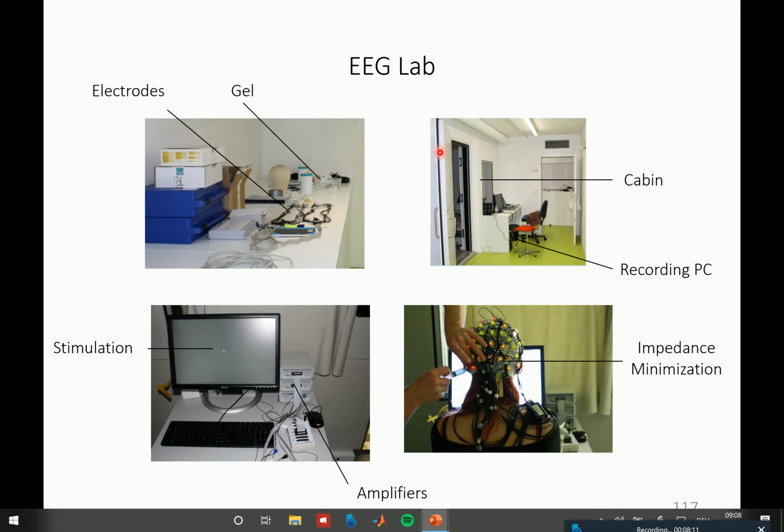So that's the EEG cabin, and what you see here outside are the recording and stimulation computer. What you see inside here is the stimulation screen, which is driven by the stimulation computer, and here you see a participant sitting in front of the computer screen, and you see me applying some gel and trying to minimize the impedances. So that's how things look.